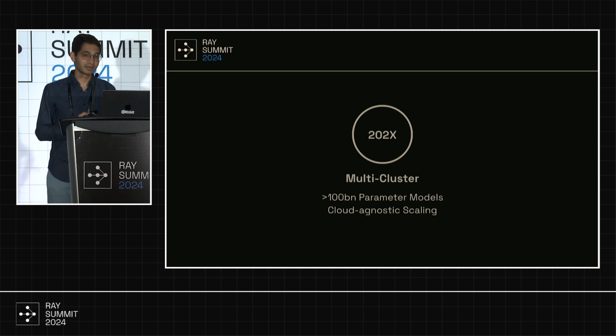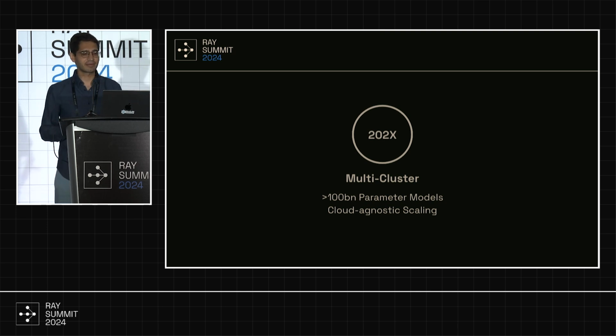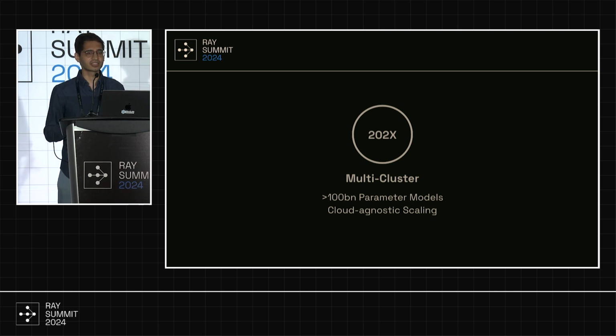So you might ask, well, where do we go from here? Things are looking pretty good, at least. Well, I designed it, so I think they're pretty good. But we're going to an era of multi-cluster, and hopefully the diagram on the next slide will better explain this. In this era, we're looking to train models in the range of around 100 billion parameters. Of course, that's an approximation. And then finally, we would like to make sure that our scaling is cloud agnostic.